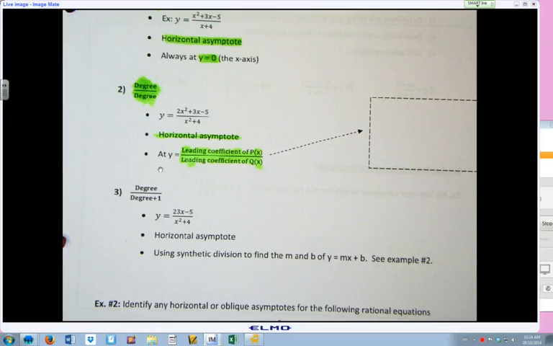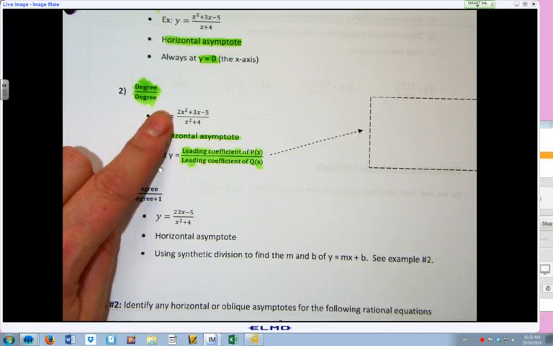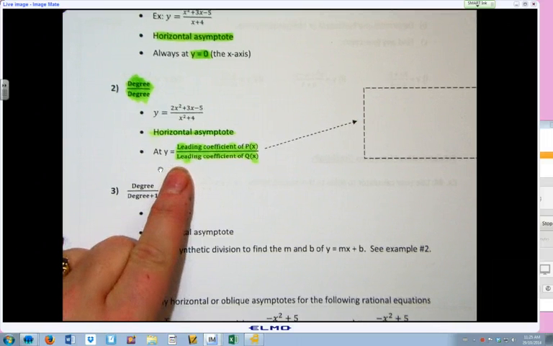You take whatever the coefficient is that's attached to the degree. So leading coefficient means the one that's attached to the highest exponent. You do the same on the bottom and you divide them. So for this example up here, what is the leading coefficient on the top? 2. What is the leading coefficient on the bottom? 1. If you divide them, 2 divided by 1, 2. So the asymptote is at y equal to 2.